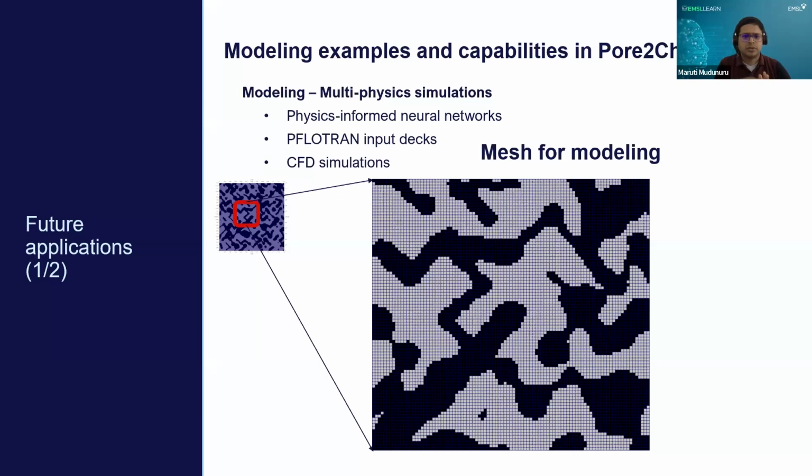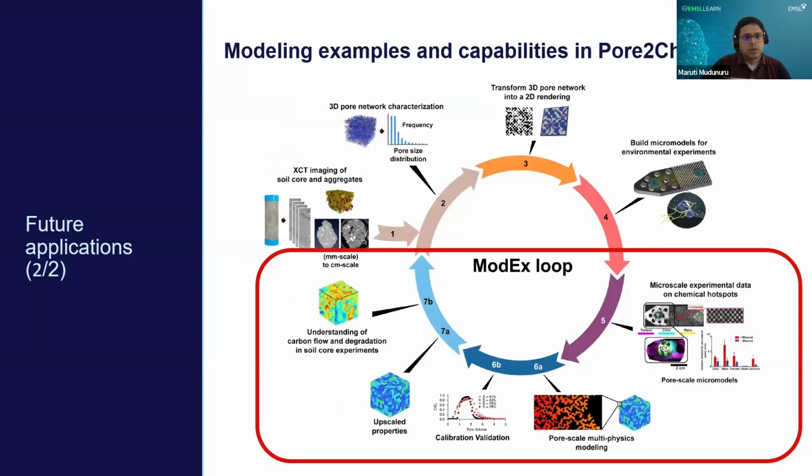So CFD is utilized to simulate this fluid flow within the micromodel, providing additional insights on the dynamics of the fluid flow movement and how it interacts with the solid matrix within this micromodel. What I'm showing is a detailed mesh here that is given as an input both for the CFD simulations and PFLOTRAN input deck simulations, along with the physics-informed neural networks, where these meshes are used as a part of the collocation points.